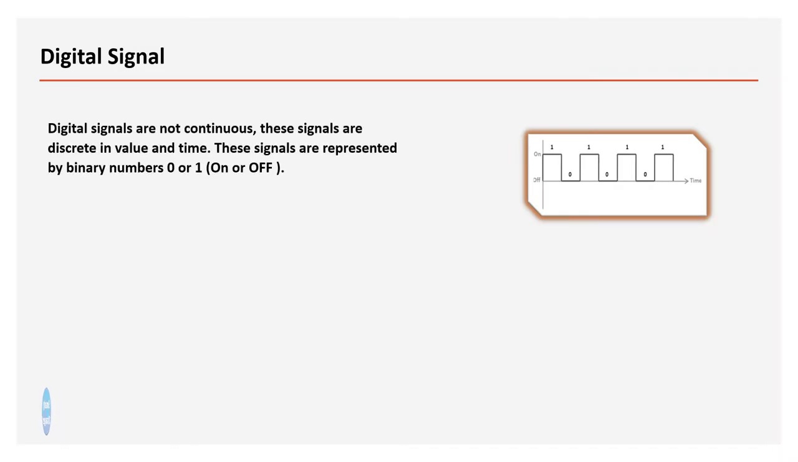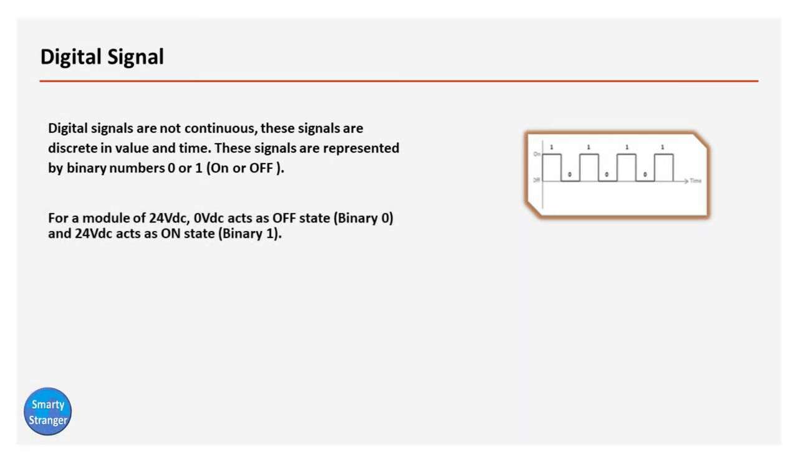Digital signal. Digital signals are not continuous; these signals are discrete in value and time. These signals are represented by binary numbers 0 or 1, on or off. For a module of 24 VDC, 0 VDC acts as the off state, binary 0, and 24 VDC acts as the on state, binary 1. We can divide digital signal into two parts: digital input signal and digital output signal.